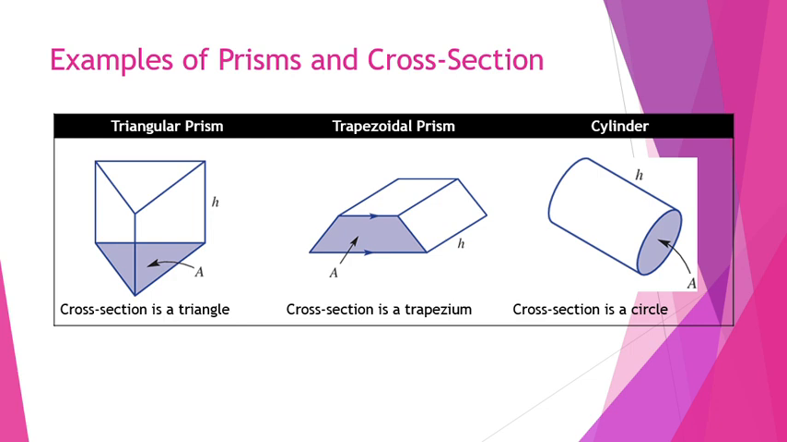Now, these are some examples of prisms with their cross sections. You have a triangle, you have a trapezium, you have a circle, okay. Now, what you would call these shapes are triangular prisms, trapezoidal prisms, and then the circle, it's not a cylindrical prism, it's called a cylinder, okay.